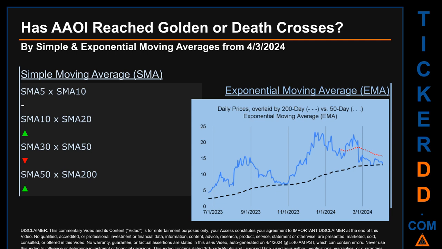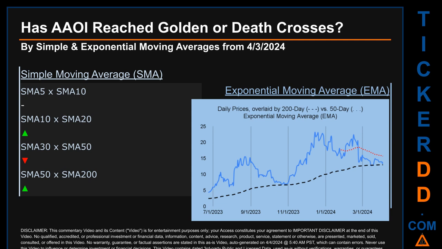For simple moving average, by comparing 50 to 200 days, we found a bullish golden cross signal since the 50-day SMA crossed above the 200-day. Continuing with SMA, we looked across the 5 to 10, the 10 to 20, and the 30 to 50-day ranges to see if golden and death crosses had been reached.